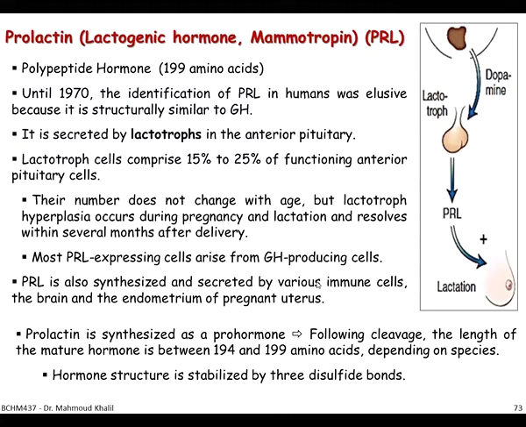Prolactin is synthesized as a prohormone. Generally, hormones are first secreted as prohormones. Following cleavage, the length of the mature hormone is between 194 and 199 amino acids, depending, of course, on the species. The hormone structure is stabilized by 3 disulfide bonds.